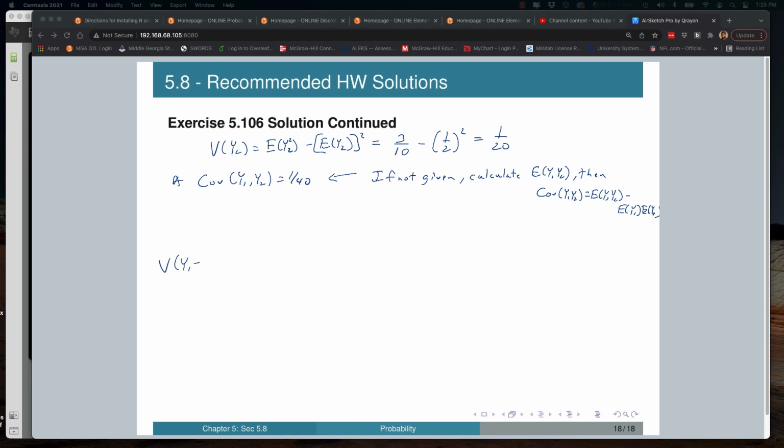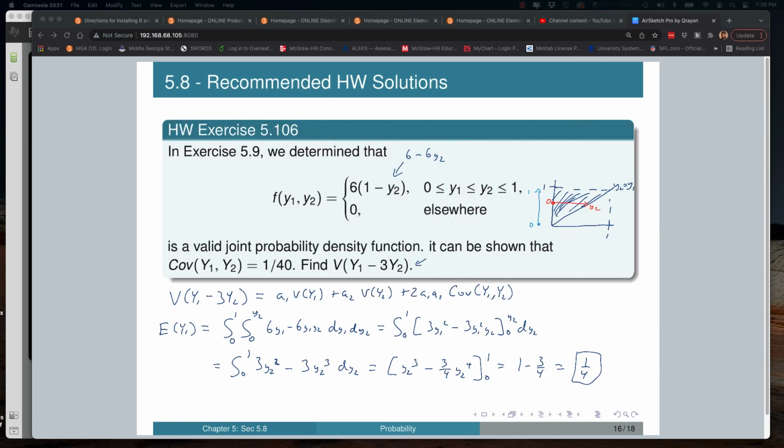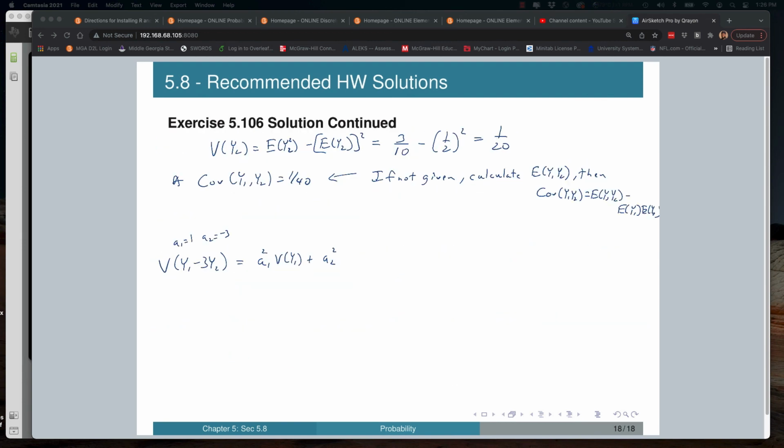Variance of y sub 1 minus 3 y sub 2, as I said before, is equal to, remember a sub 1 here is 1 and a sub 2 is -3. So it's a sub 1 squared times variance of y sub 1 plus a sub 2 squared. Sorry, did I square it on the original one I did? I did not. Some of y'all probably caught that. A sub 2 squared times the variance of y sub 2 plus 2 times a sub 1, a sub 2 times the covariance of y sub 1 and y sub 2. So that's a pretty simple formula now.